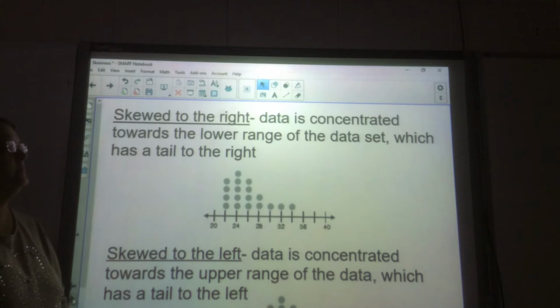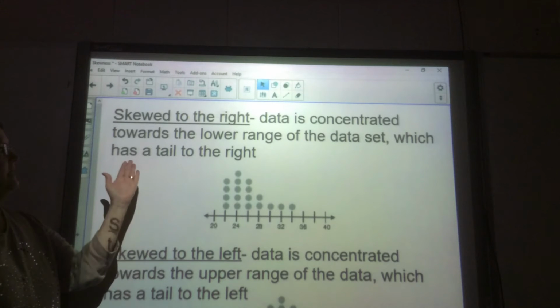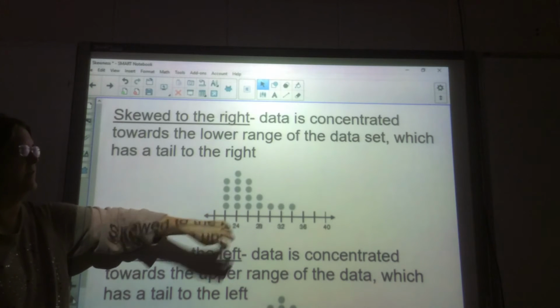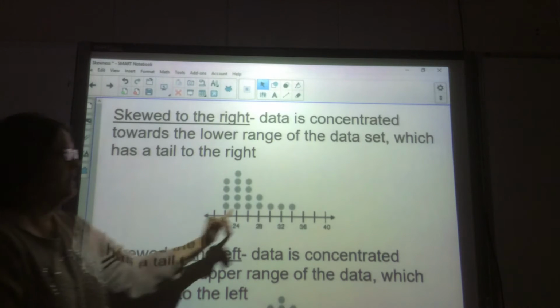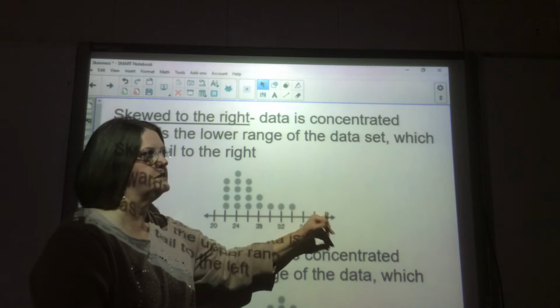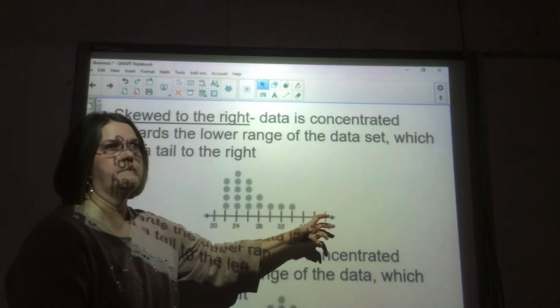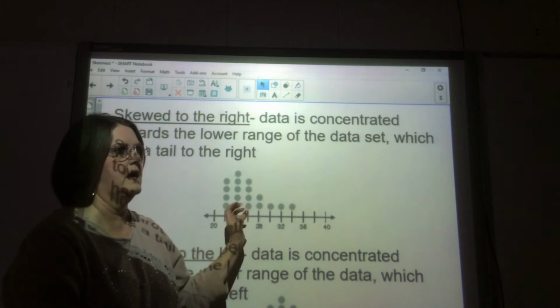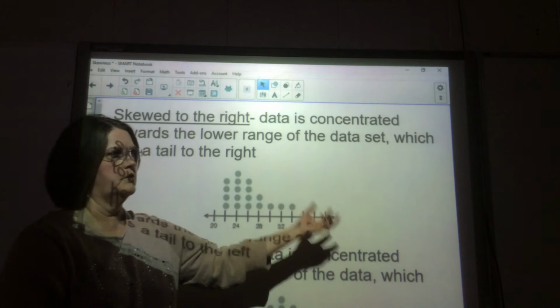Skewed to the right. This is data that is concentrated towards the lower range. This is where the majority of the data is. But you have some data over here that is higher than the rest of them, so it skews it to the right. You name it by the tail. Look at where the tail is. This is on the right-hand side. This data is skewed right.